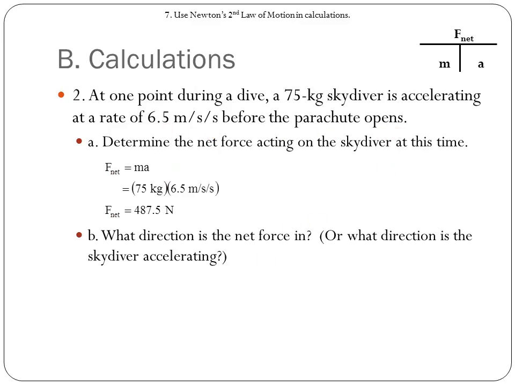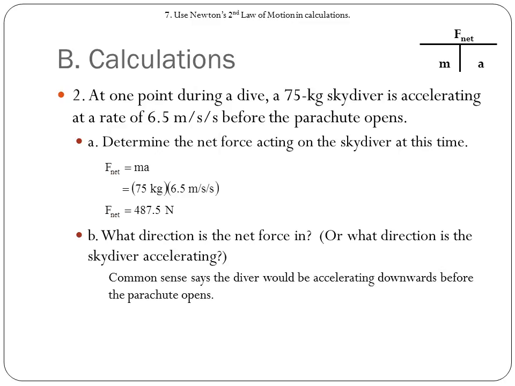So if you're a skydiver and you're diving out of an airplane and your parachute hasn't opened, think about what direction you would be accelerating. Well, I think most of us would fairly easily agree that common sense would tell us that the skydiver would be accelerating downwards, or towards the earth, before that parachute opens. So this net force then is directed downwards.